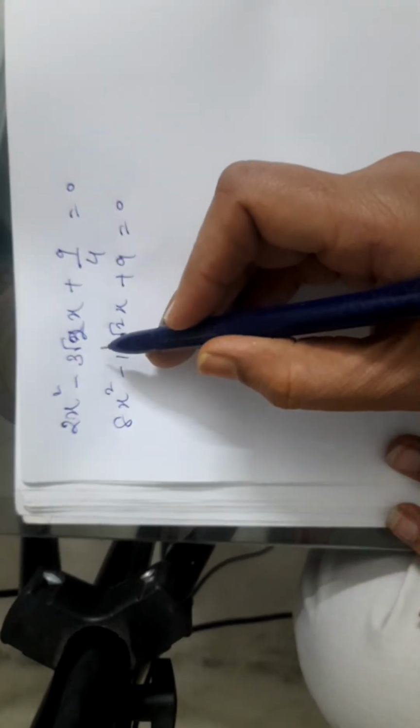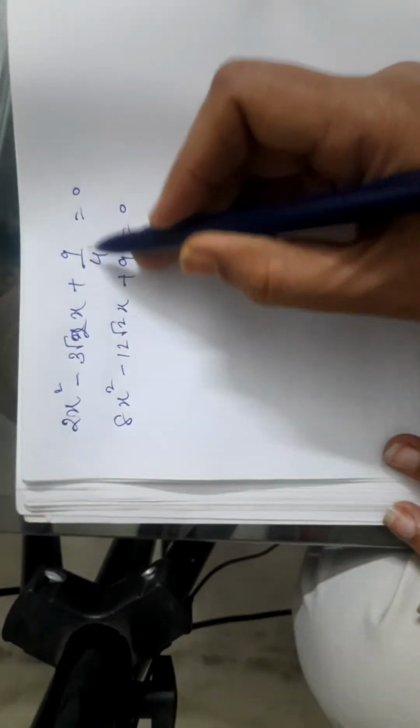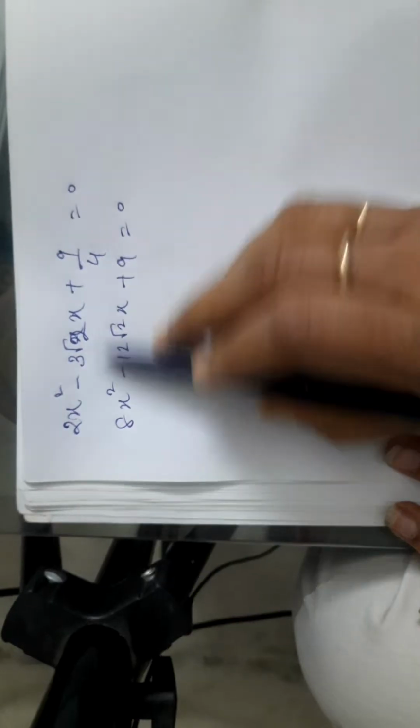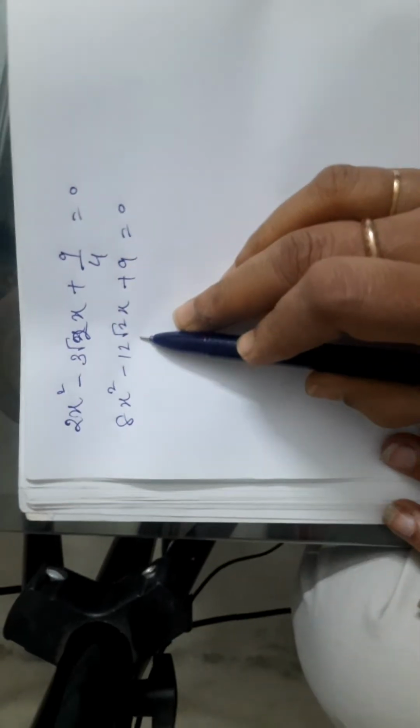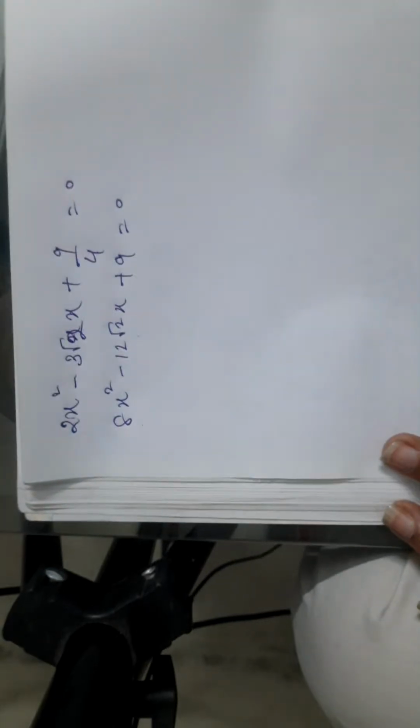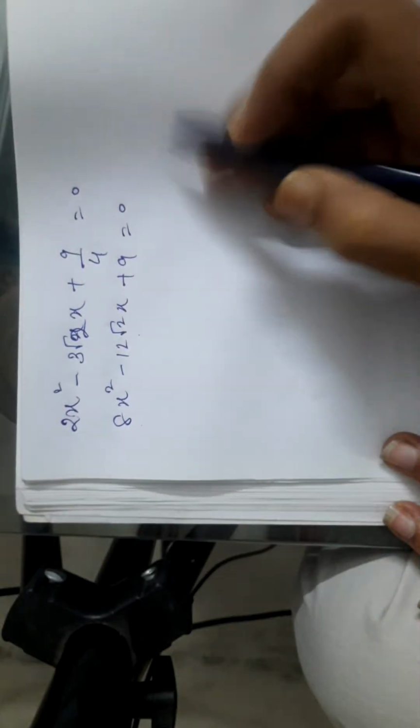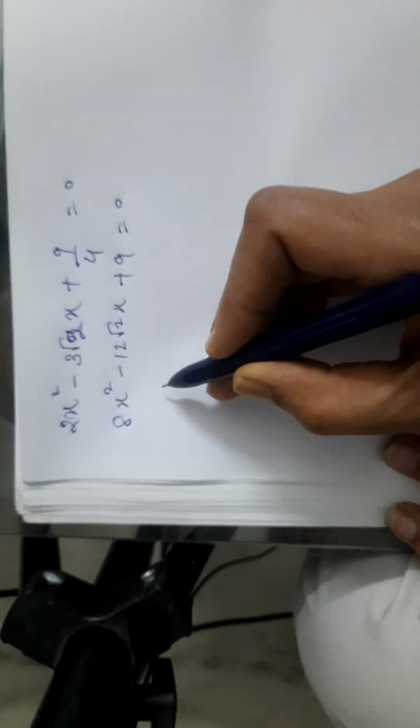2x square minus 3 root 2x plus 9 by 4 was given. I took LCM, so directly I multiplied it. 4 to the 8, 8x square, 4 to the 12, 12 root 2x, then plus 9 is equal to 0. Now find out the value of D for this.